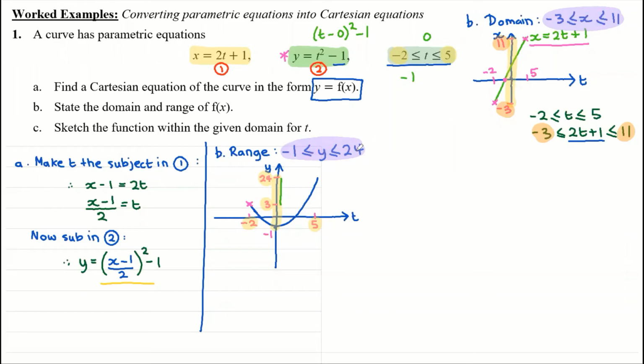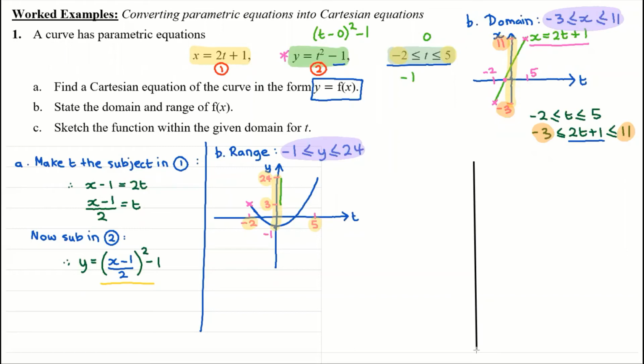Now, for the next bit, we've stated our domain and range. We now have to sketch the function within the given domain for t. Now, the function itself, y equals f of x, that's what we're going to do now. So we know what the range is. Okay, we've got the domain as well. So we've got a rough idea of what this is going to look like. So let's start sketching. We've got this space here. Again, hopefully you've not used up too much space on yours. So I know the range is going from -1 to 24 in the y direction, and from -3 to 11 in the x direction.